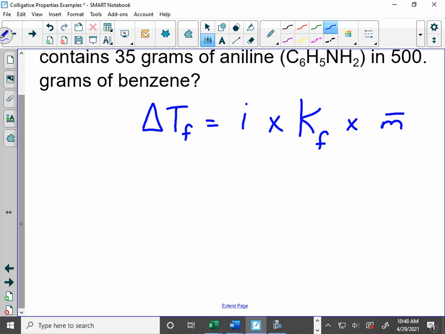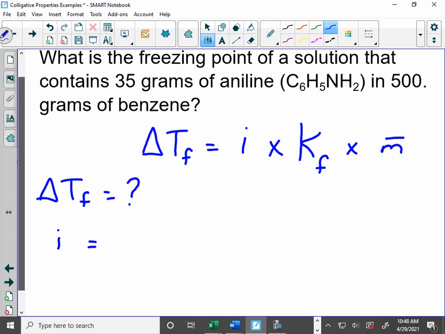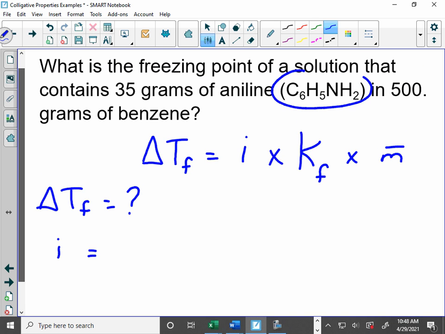As I said before, I like to just line everything up at the side. I'm calculating my freezing point change. Van't Hoff's factor. I go back and I look right here. And I say, okay, is that ionic or covalent bonding? What do you think, people? It's covalent bonding. So this is molecular. So my Van't Hoff's factor is going to be 1.